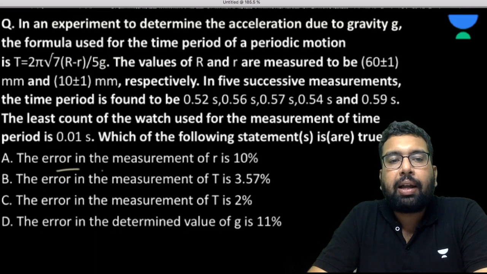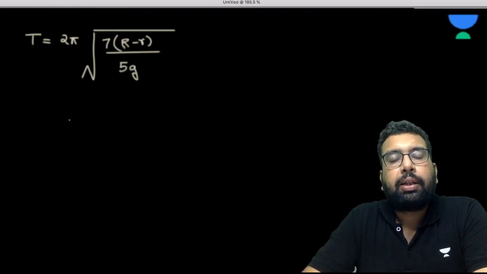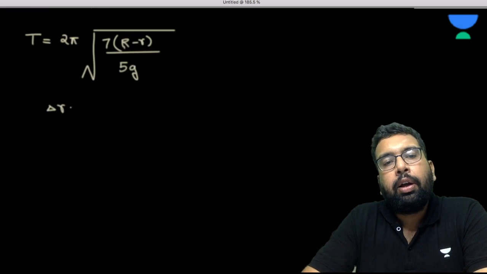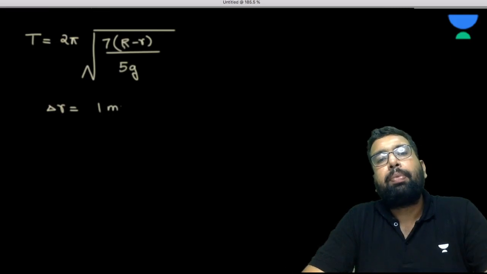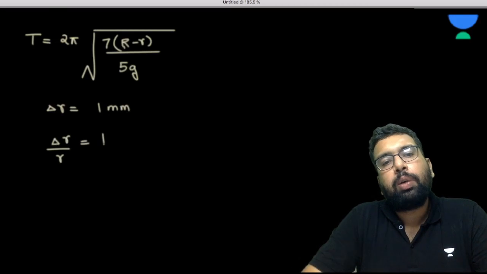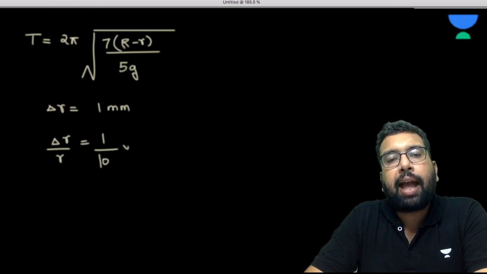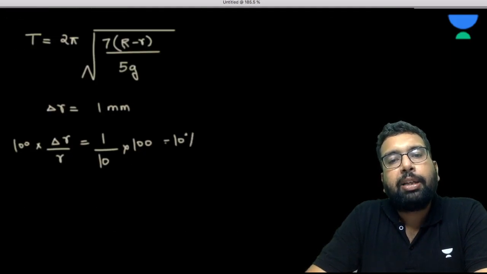So in the first part, it is asking us whether the error in the measurement of r is 10%. Let's check that. So for r, what is delta r here? Delta r is 1 mm. So delta r by r is going to be 1 upon the true value, that is 10, multiplied by 100, because you are asked in percentage. So it is 10%. That means the first part is correct.